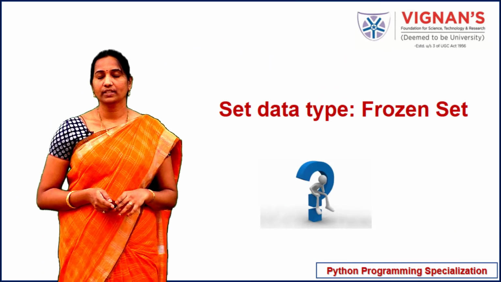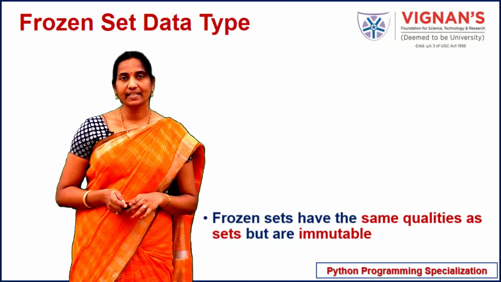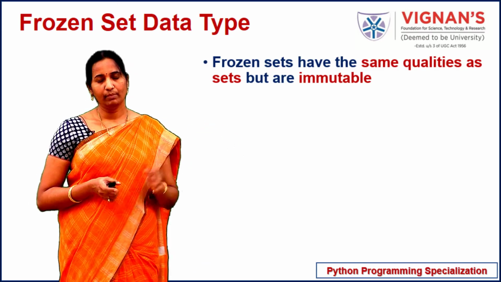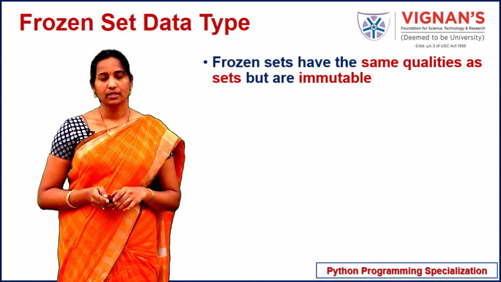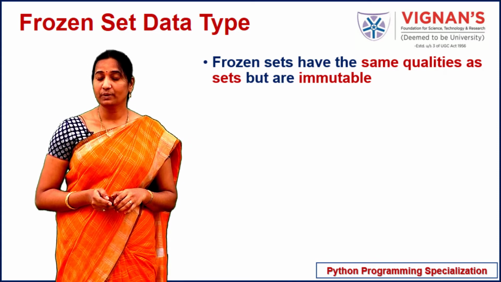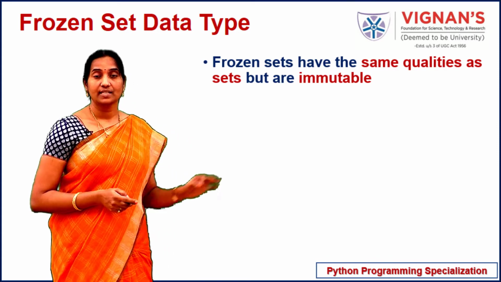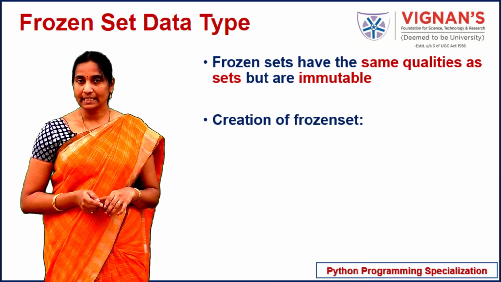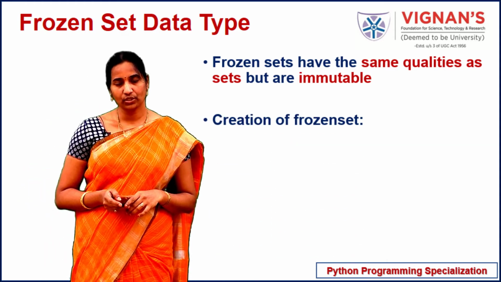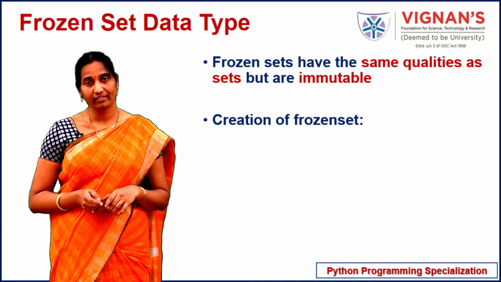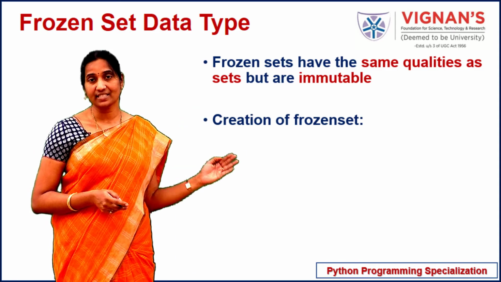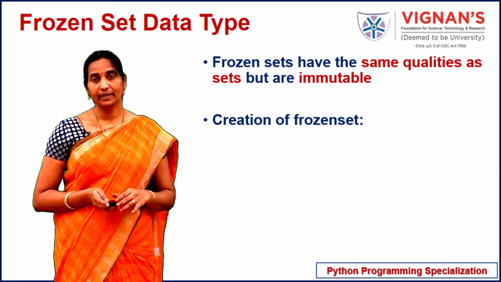So let's see what frozen sets are. Frozen sets are also unordered collections of elements. The frozen set has the same characteristics as that of the set, but one difference between the set and the frozen set is that sets are mutable whereas frozen sets are immutable. Frozen sets also do not allow any repetitions in the data, that is, duplications are not valid in the case of frozen sets also. Basically, frozen sets are sets that are not allowed to update the elements.